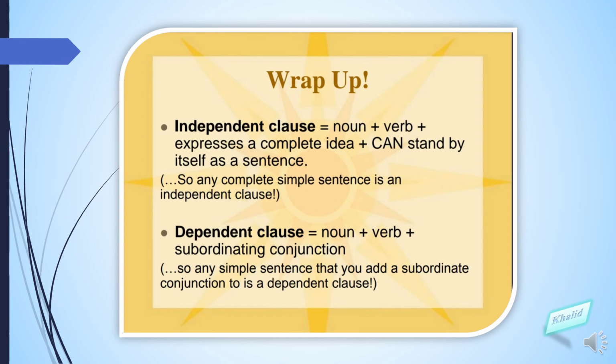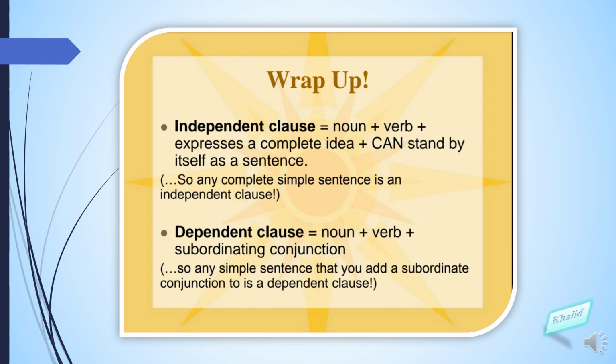Then we talked about the clause and the two types of clauses as well. What are independent clauses? It must have a noun and a verb, express a complete idea, and it can stand by itself as a sentence. Or in short, you can say that any complete simple sentence is called an independent clause.